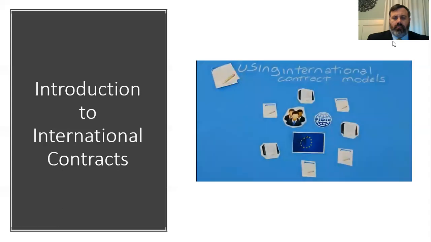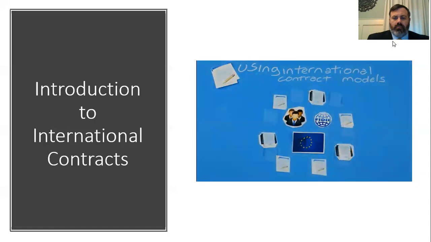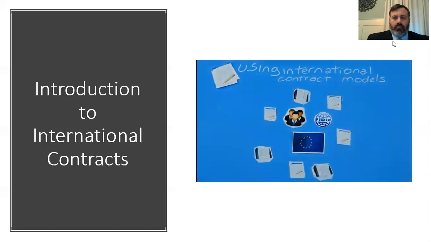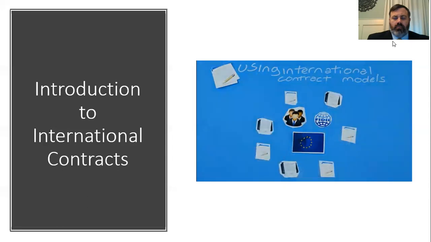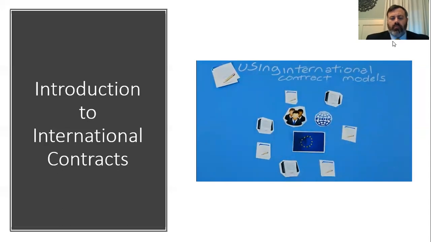These models have standard clauses, but can also have several features depending on the particular case. The models can be made by private citizens or international organizations like the European Union or the Economic Commission for Europe.